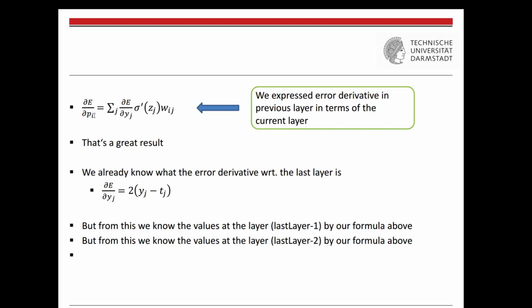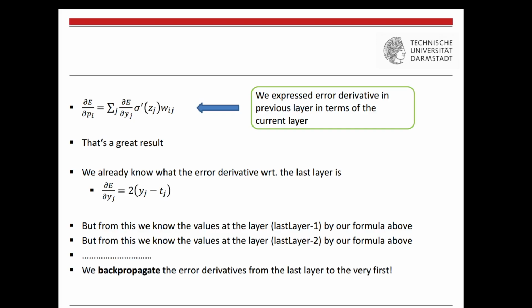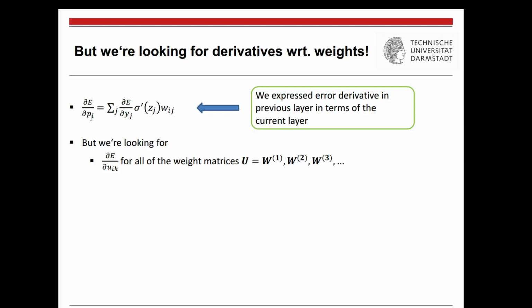the layer that is one before the last layer, and we can again express it in terms of the dE by dYj, where Yj is now the layer after that layer, right? So that means in general we can backpropagate the error derivatives from the last layer to the very first layer, and we can compute all these values dE by dPi throughout our network. Okay, cool thing. However, now we're not looking for these dE by dPi, but we're instead looking for the derivatives of the loss function with respect to our weights Uik for all the weight matrices U, right? From the first to all the weight matrices that we have in our MLP.